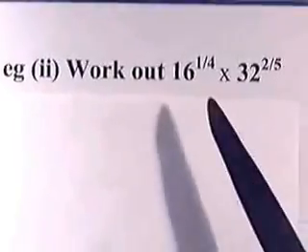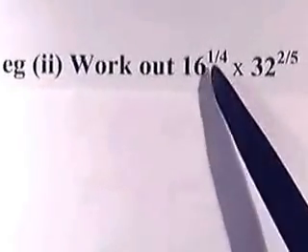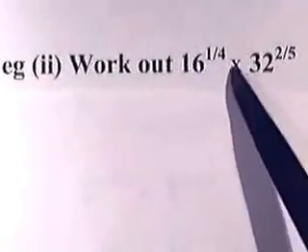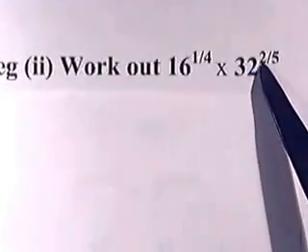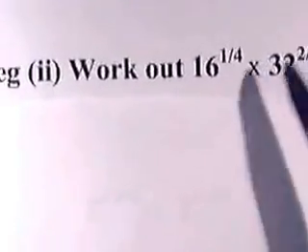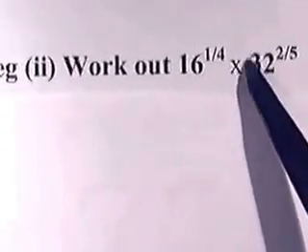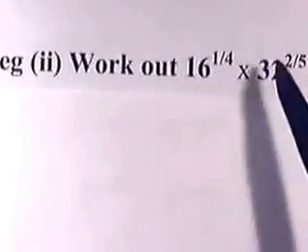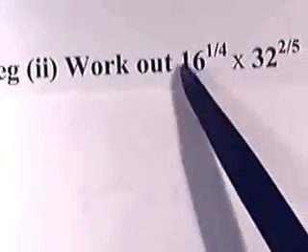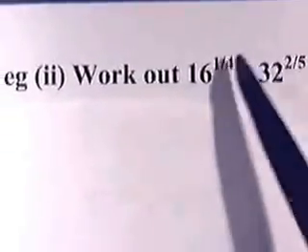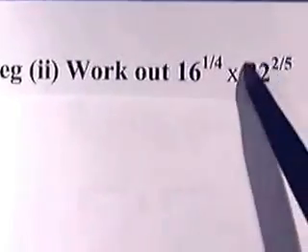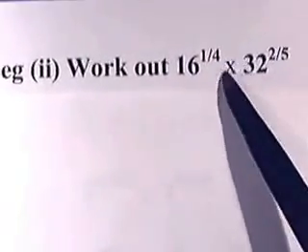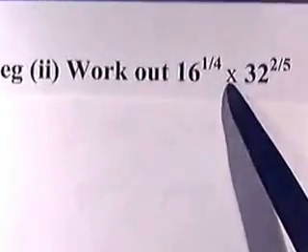You've been asked to work out 16 to the power of a quarter times 32 to the power of 2/5. Now, the two base numbers are not the same. Be careful, they're not the same. That's a 16, that's a 32. So don't go and just add powers. You cannot do this. You've got to work out that separately, and only then start multiplying your answer.